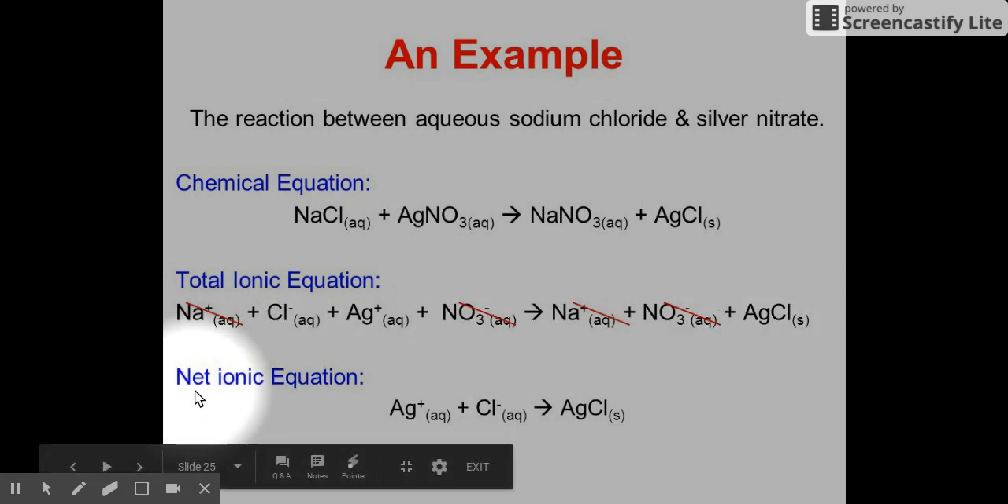So therefore, when you write the net ionic equation, you write whatever is left. Always begin with the cation. So you write Ag plus (aq) plus Cl negative (aq), forming your silver chloride solid.